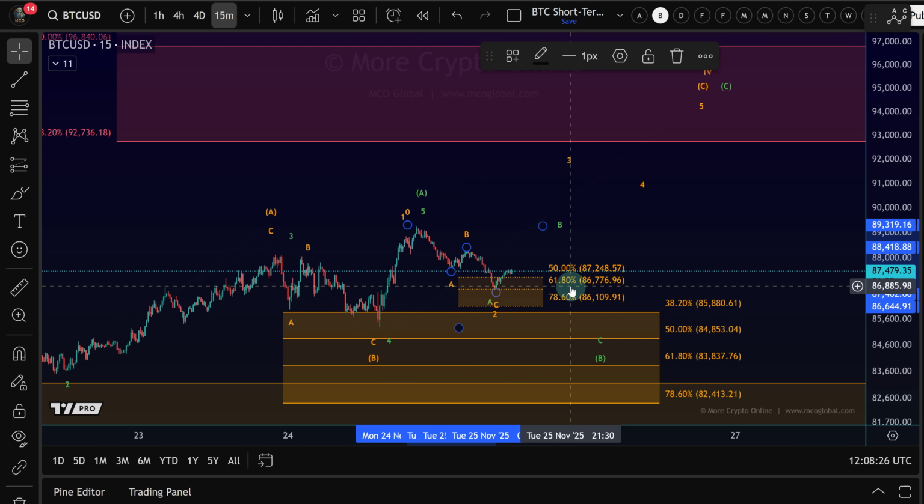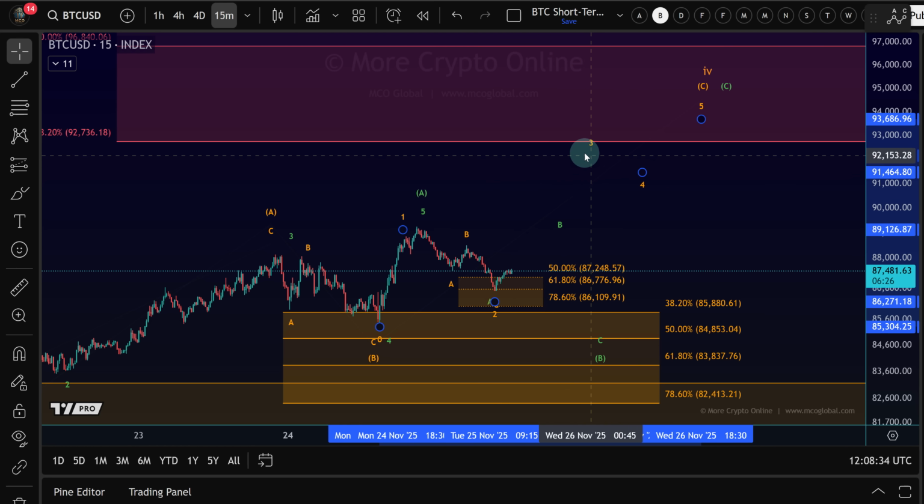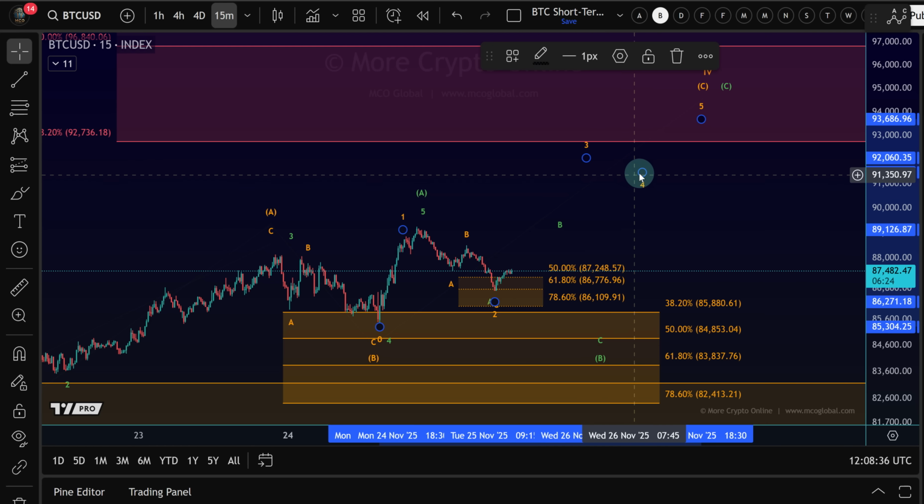The price hit the golden ratio level, and we might now start the third wave up. If we now see a rapid move up, this is likely our third wave. You have been warned. I mean, from a structural point of view.